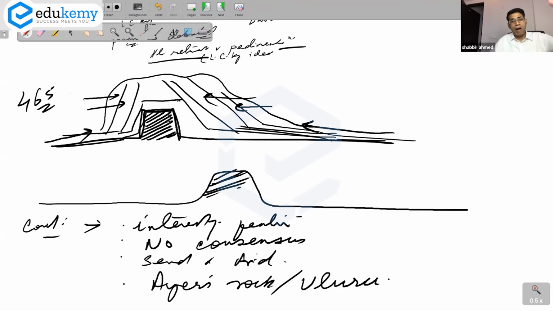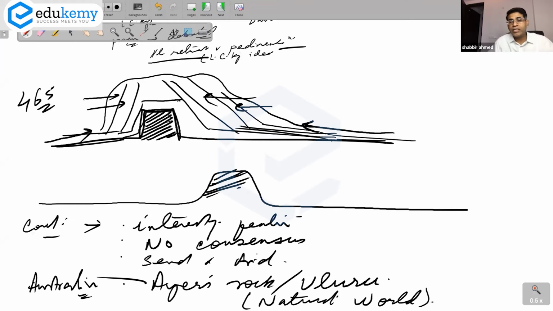I must write as a part of an answer. Like Uluru Rock is considered sacred. It is considered as one of the natural wonders, the 7 natural wonders. Yes, in Australia. So that takes care of Inselbergs.